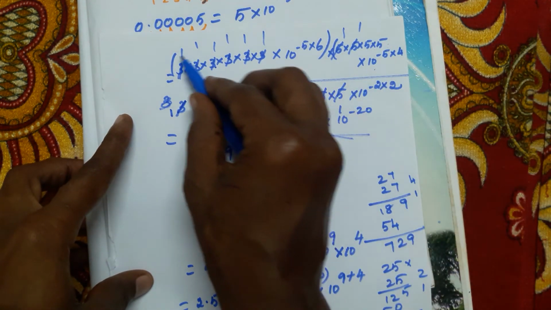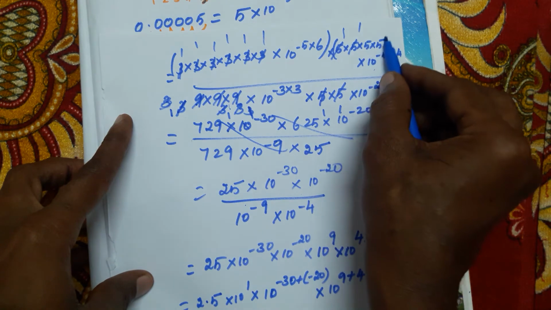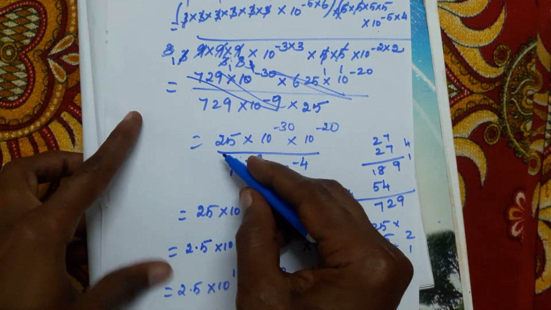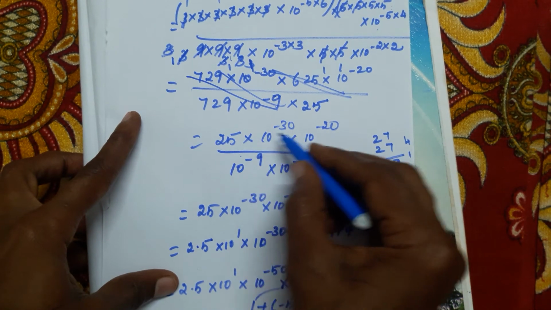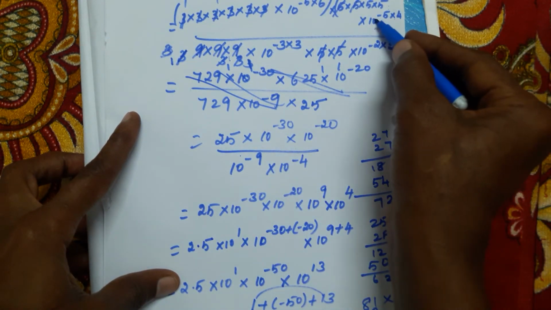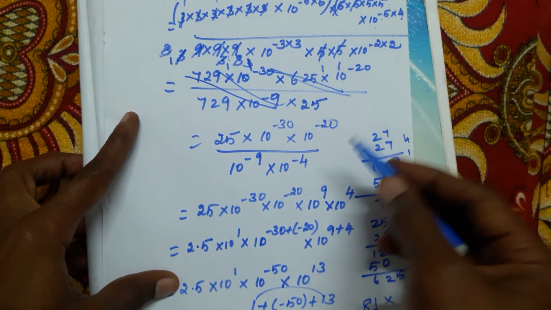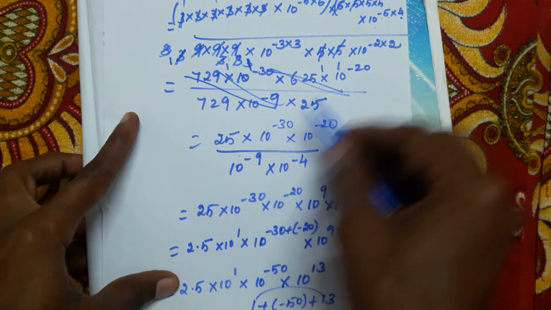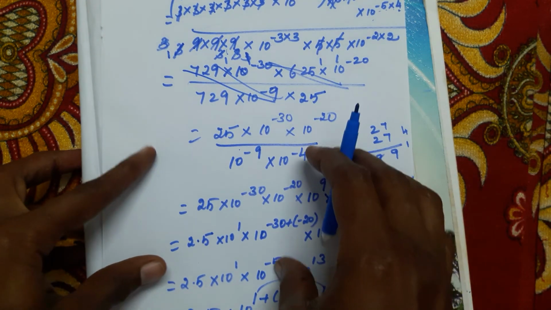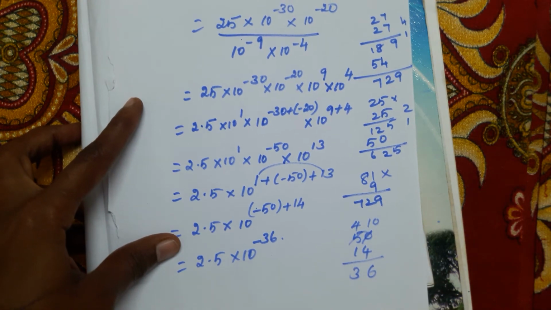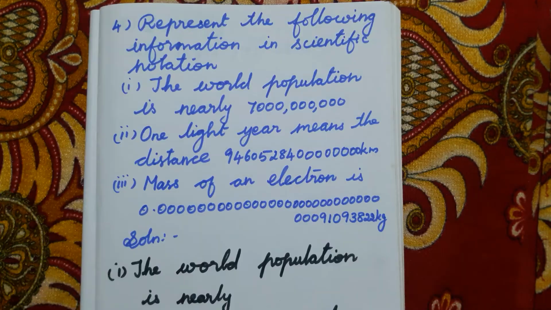So what number is remaining? 5 into 5, 5 5s are 25, into 10 power minus 30, and 10 power minus 20 divided by 10 power minus 2. When we are simplifying, we are getting 2.5 into 10 power minus 36.